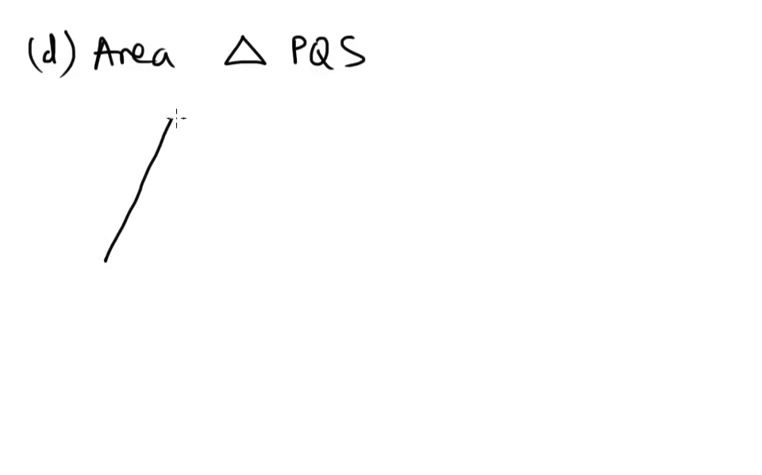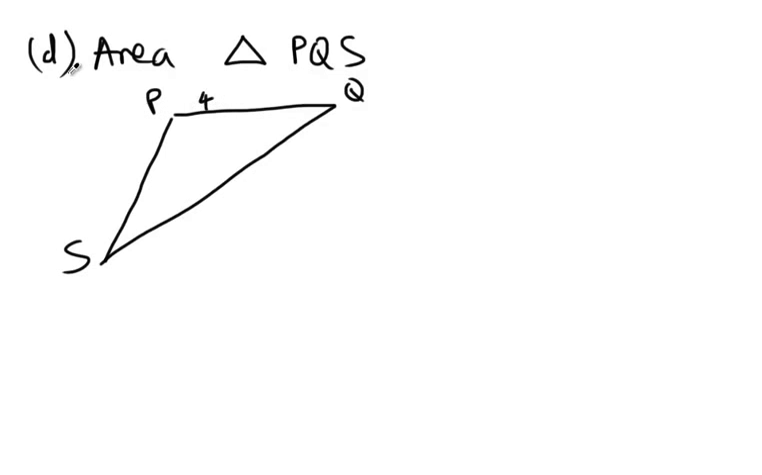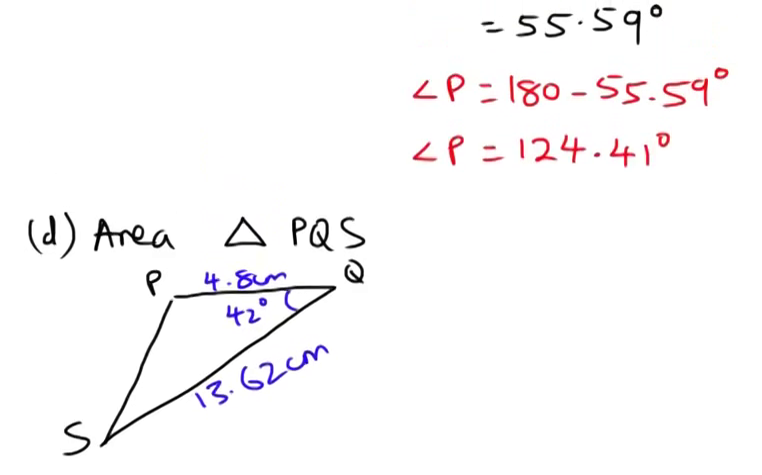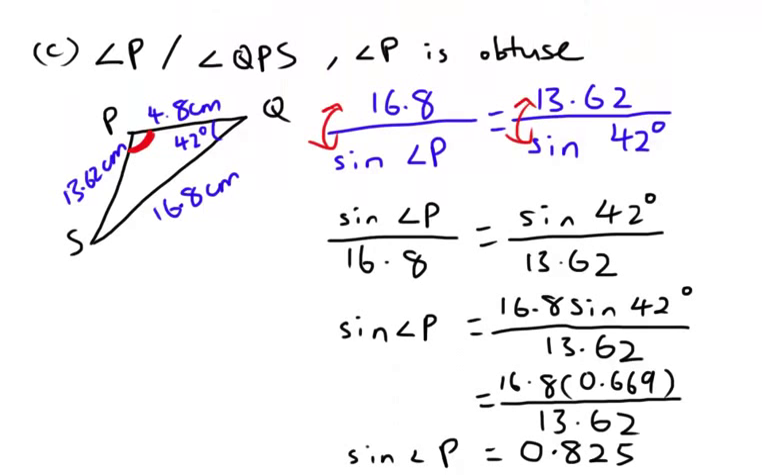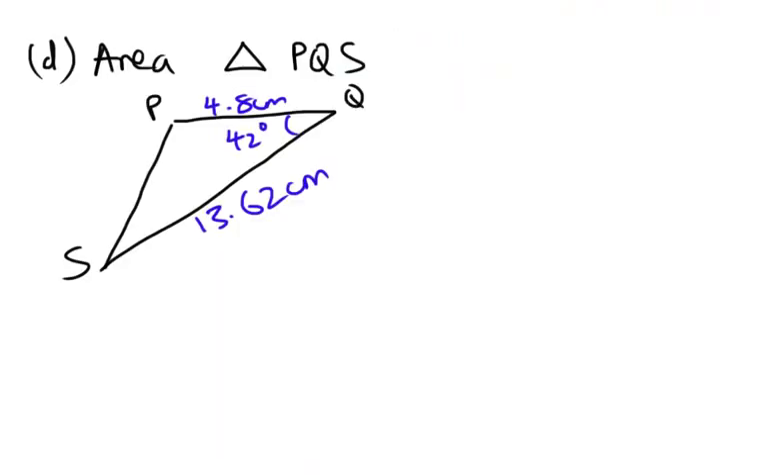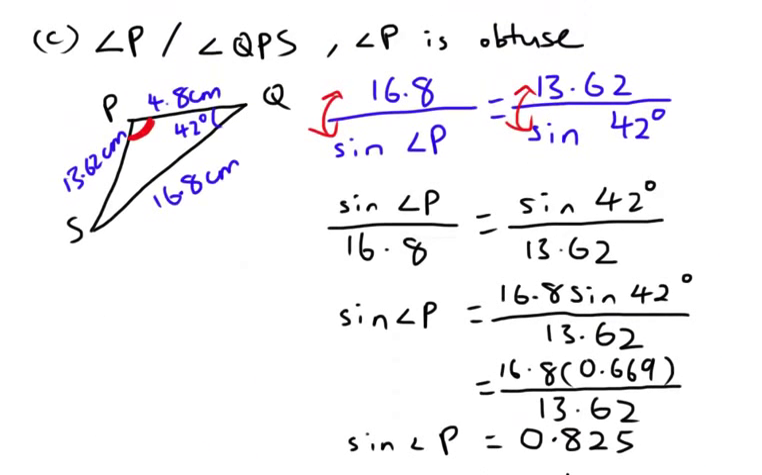So very fast, we sketch it out again. And we have 4.8 cm here. We have 42 degrees. We have 13.62 cm. Let's double check. Did I write it correctly? No, the QS is 16.8 cm. So I made a mistake here. So we change to 16.8 cm.